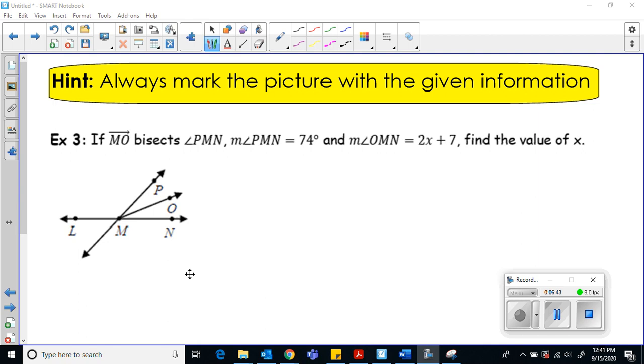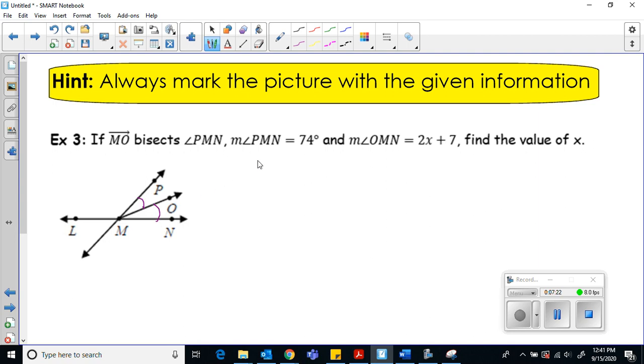All right, so example 3 says if ray MO bisects angle PMN, and the measure of angle PMN is 74 degrees, and the measure of angle OMN is equal to 2x plus 7, let's find the value of x. Okay, so while we're doing this, we need to go ahead and make sure we mark our picture. So we know that ray MO, which is here, bisects angle PMN, so bisects this angle here. Then we know that this angle is congruent to this angle. So we go ahead and mark it, so now we know which pieces are congruent to each other.